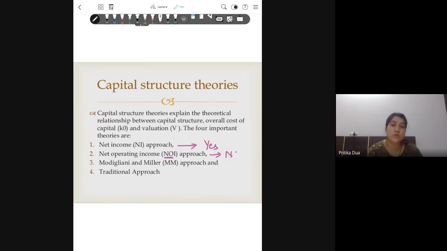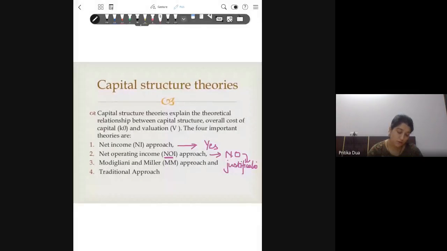The third approach is actually giving you a justification of the no, which the NOI approach has given. So we say it gives an operational justification or a behavioral justification as to how there is no impact of capital structure on the value of the firm.